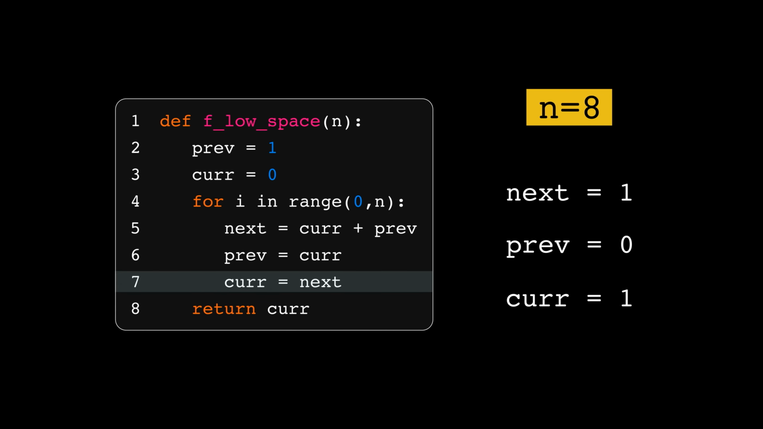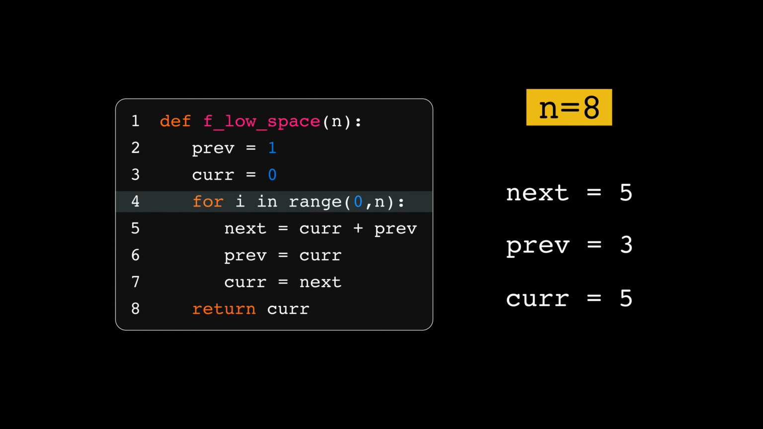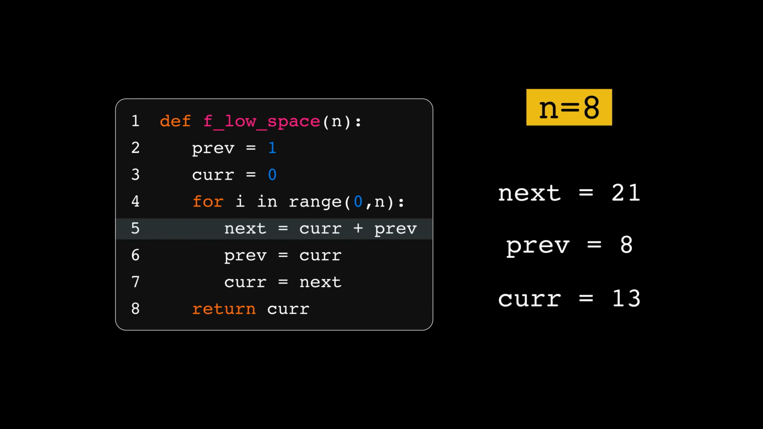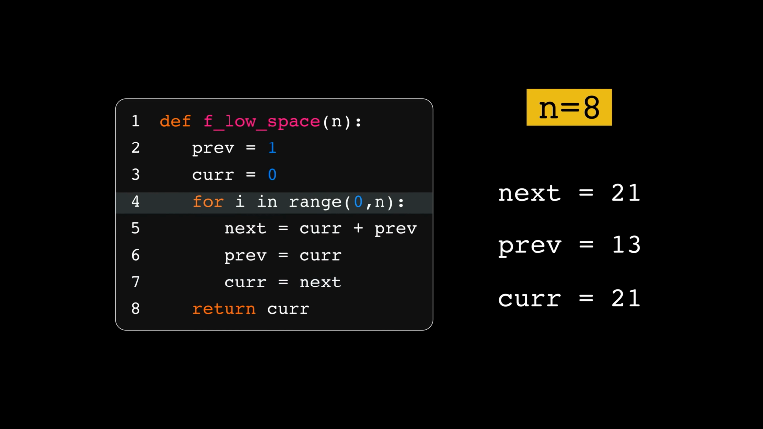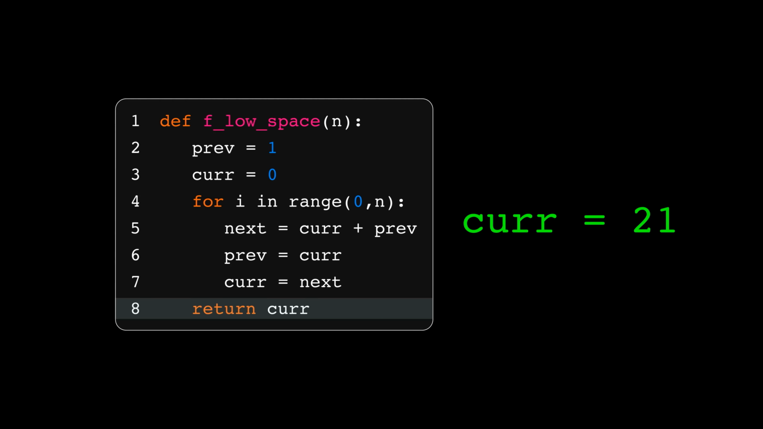We see that if we had called the function with the input n equal to 1, then we would return 1, which corresponds to the correct value of the first Fibonacci number, so the Fibonacci number f index 1. We proceed in this way until the for loop is finished. Finally, we return the value 21, which is the value of the Fibonacci number f index 8.